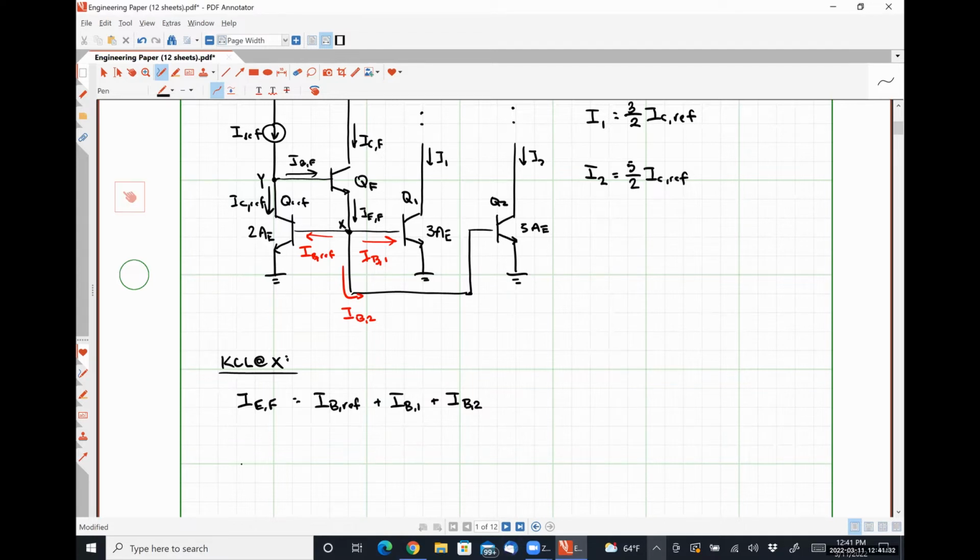So on the left-hand side, we'll have beta plus 1 over beta multiplied by ICF. On the right-hand side, we want to express everything in terms of our current IC ref. So IB ref is simply IC ref over beta.